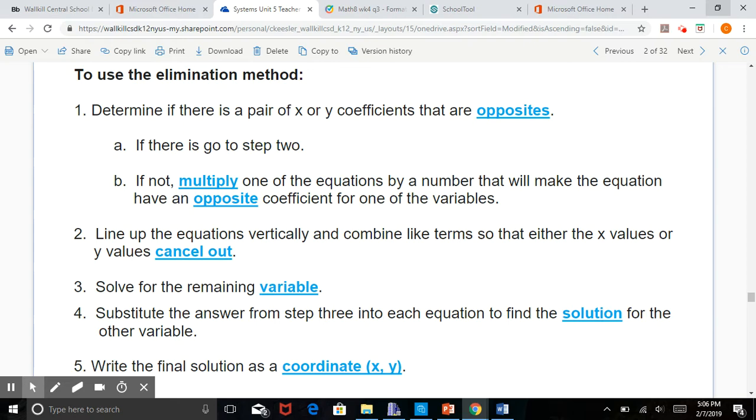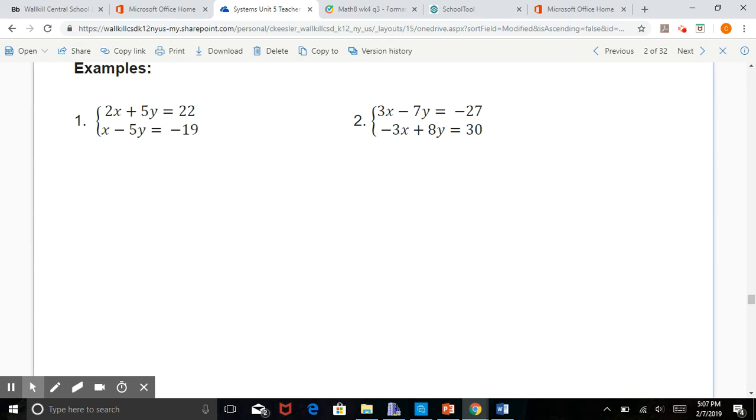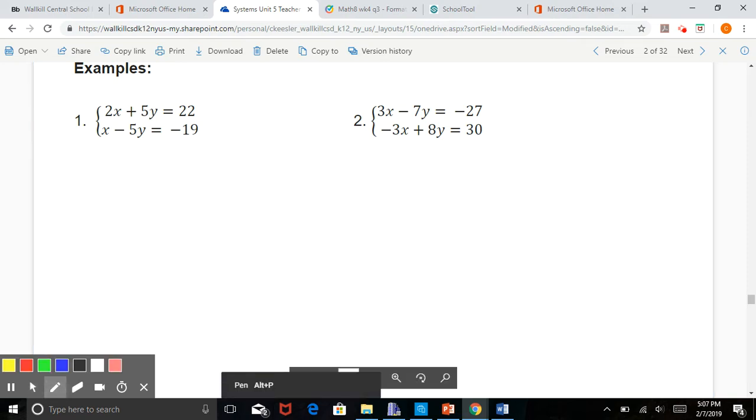I'm going to do the first two examples with you. Then you're going to try the next two on your own. And then I'm going to do the last 4 more difficult ones with you as well. So here we go. First one. These two are pretty easy because there are already opposite coefficients with one set of the variables. So if we look at number 1, we have 2x plus 5y equals 22 and x minus 5y equals negative 19. So the positive 5 and negative 5 are opposites. Therefore, the y's have opposite coefficients, and we can go right through the process of eliminating that.